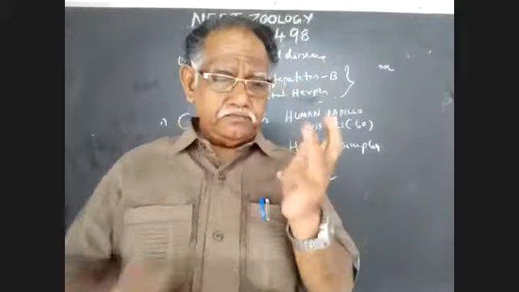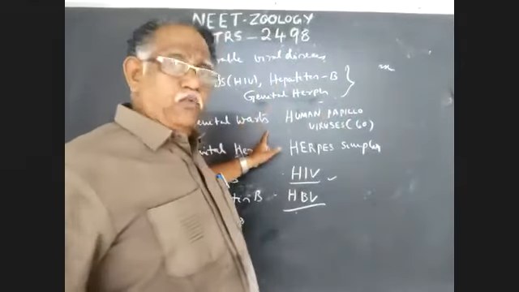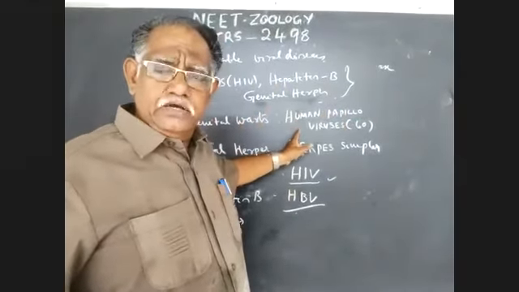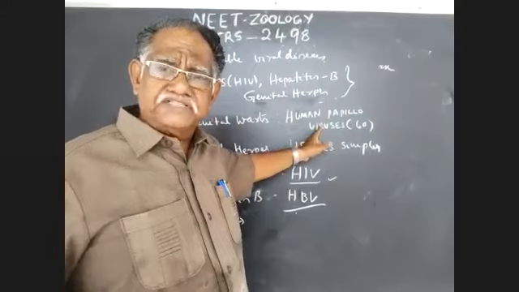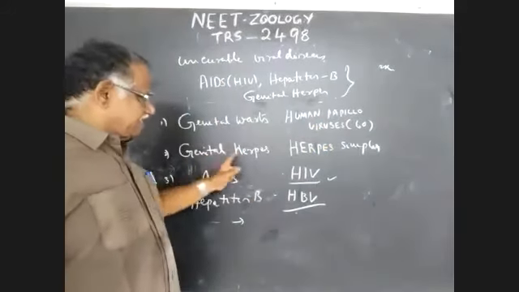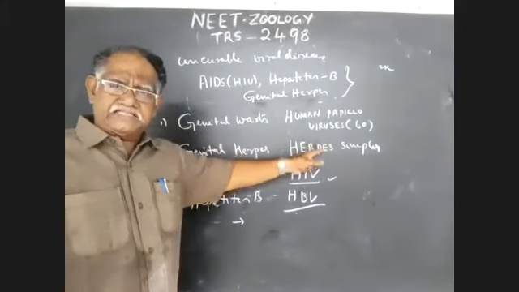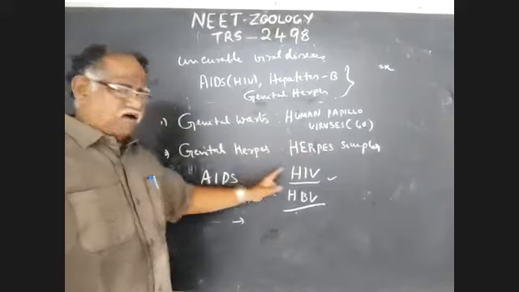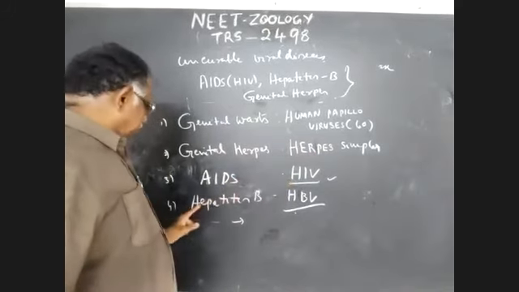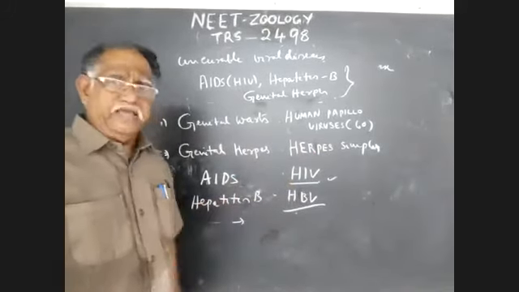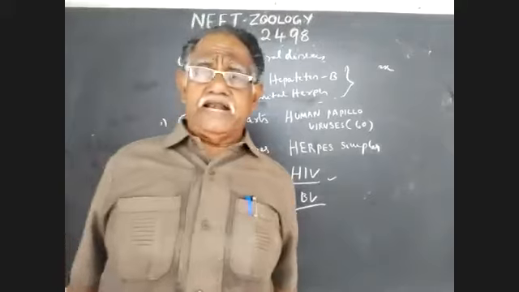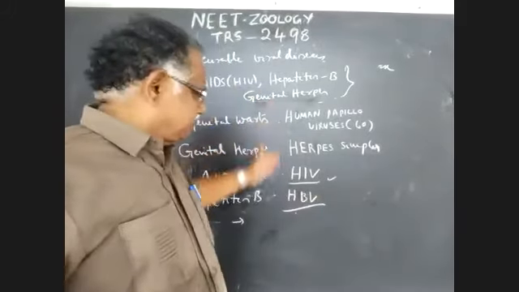Number 1, genital warts caused by human papillomavirus, a group of 60 viruses. Genital herpes, herpes simplex. Third, AIDS caused by HIV. Hepatitis B caused by HBV, hepatitis B virus. These are all viral diseases.